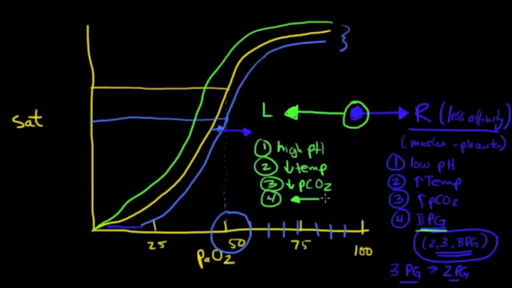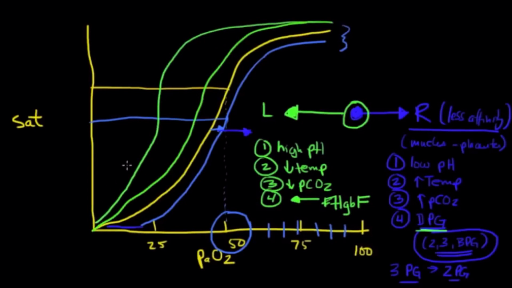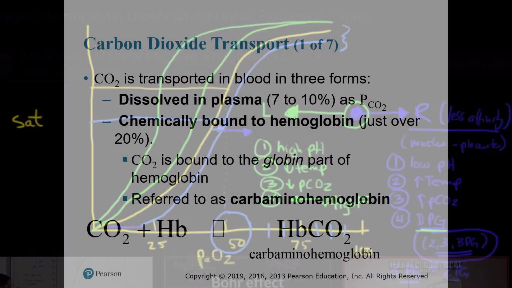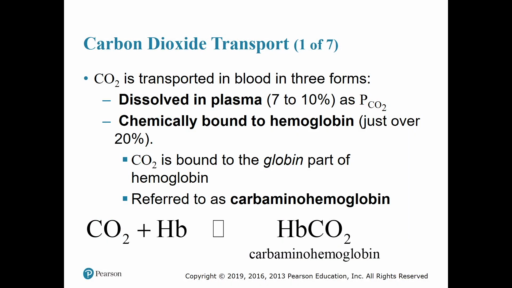The other thing that'll shift it to the left is fetal hemoglobin. So that's HbF, not A, but actually F, which is way out here. And that's fetal hemoglobin. It sucks up that oxygen like no other hemoglobin as it comes by the placenta. So that is the hemoglobin molecule and the dissociation curve. Thanks for joining us. Carbon dioxide transport.